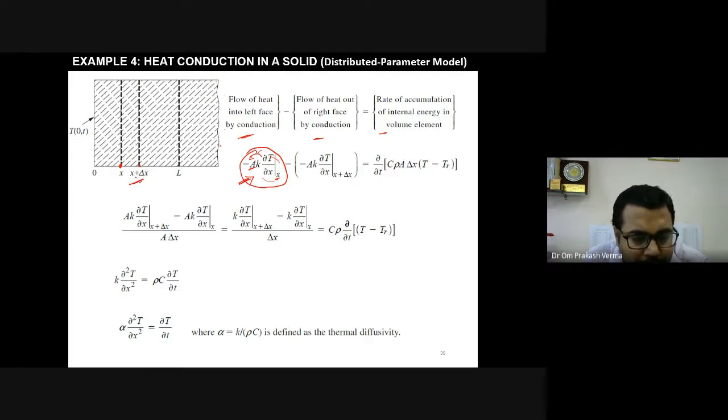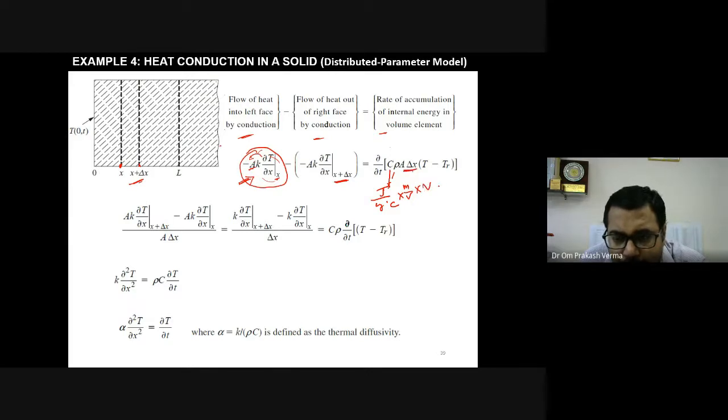Now we try to find the heat flux at the point x plus delta x. You can again write A k del T by del x at x plus delta x. So in minus out equals the accumulation. The accumulation is the heat, so we write C into rho. C is in joule per kg degree Celsius, and rho is mass upon volume. The area into delta x again gives the volume.